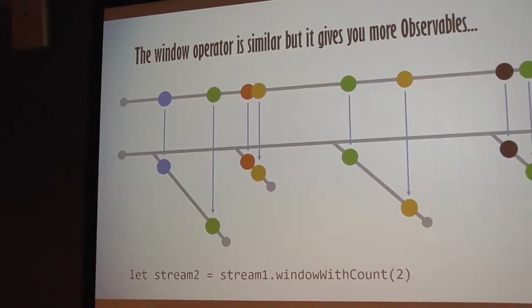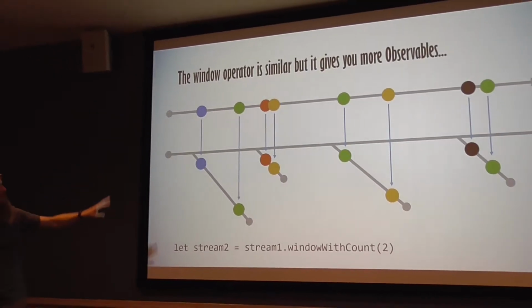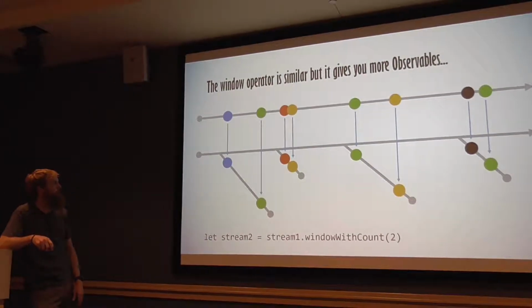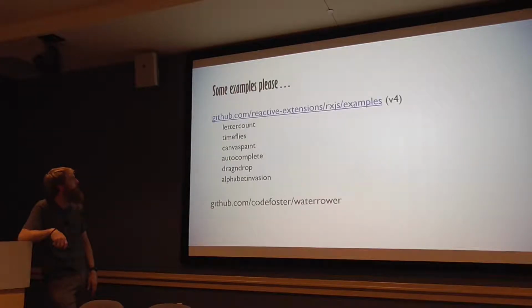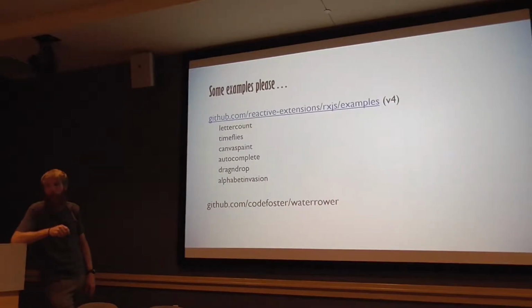I don't have a good example to describe when that would be useful, but sometimes that one is more useful than the buffer. Now some examples will drive it home, and then we'll be done. This is from V4 of Reactive Extensions.